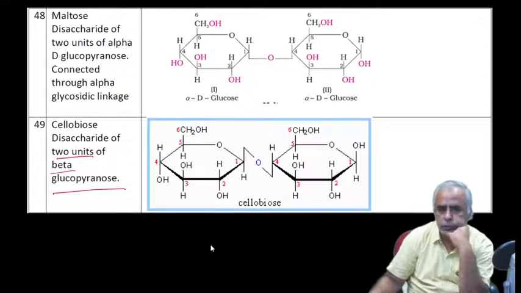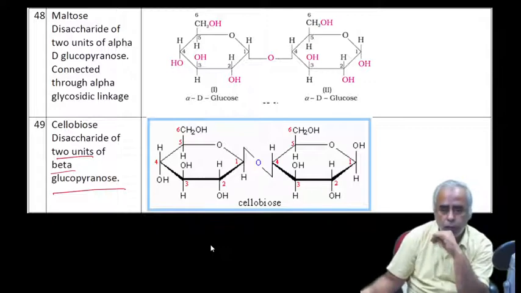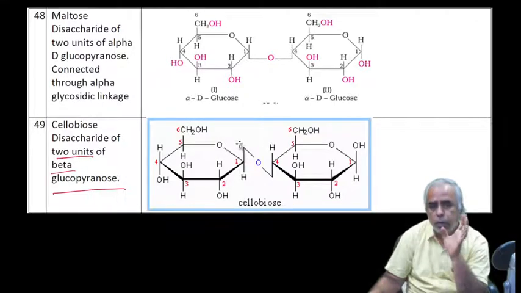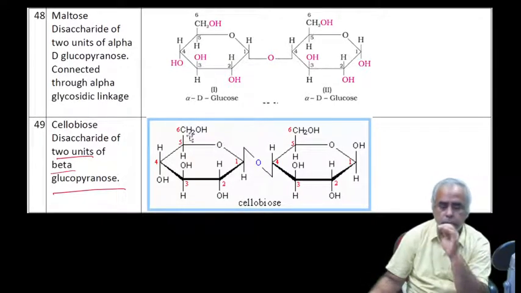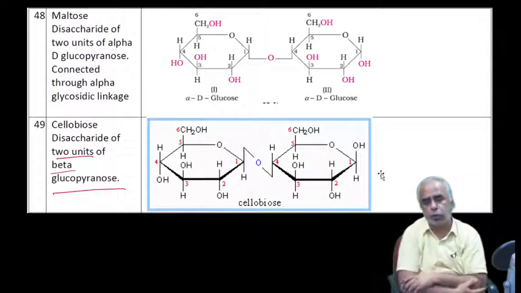Okay. So what is maltose? It is the dimer of alpha D glucose through the alpha glycosidic linkage. And what about cellobiose? Cellobiose is the disaccharide of 2 units of beta glucose, that is beta glucopyranose. And here the link is developed through the beta pyranose only.